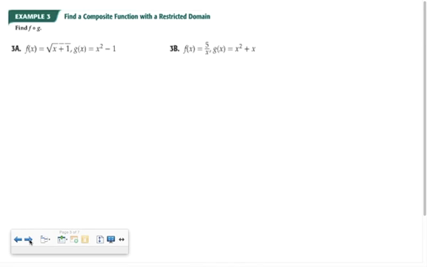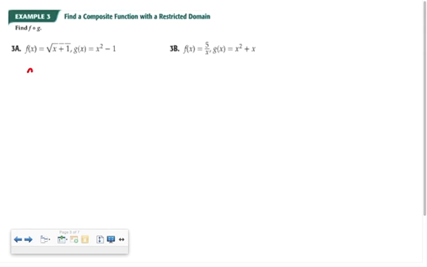Here they're asking us, once again, to find the f of g. But notice that the instructions for the example say, find a composite function with a restricted domain. And previously, we tried to refresh our memory on what can we look at in an equation in order to decide how a domain is restricted.